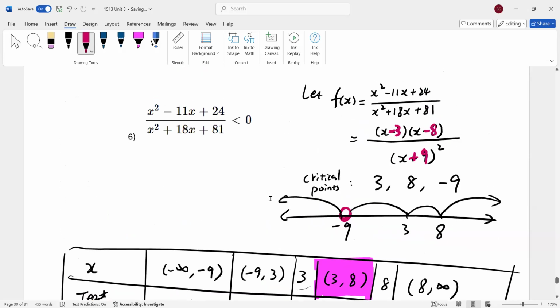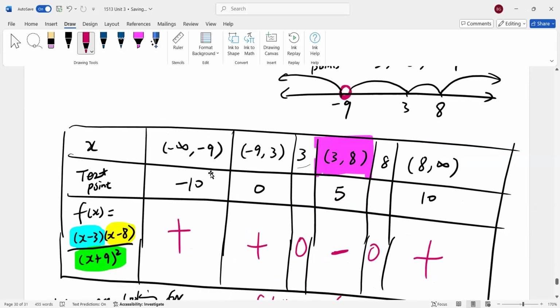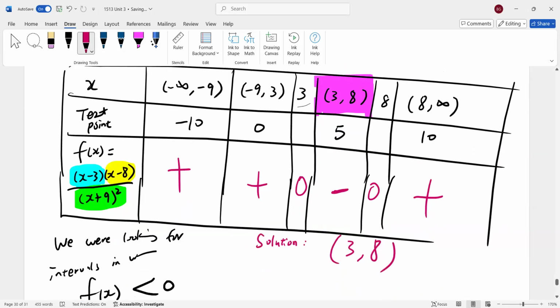If you graph the rational function on the left side, you can see the graph is below the x-axis from 3 to 8. And all other branches or parts are above the x-axis. All right, guys?